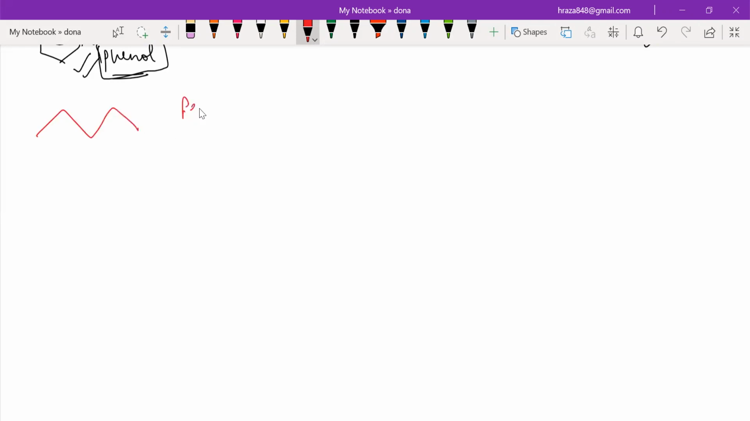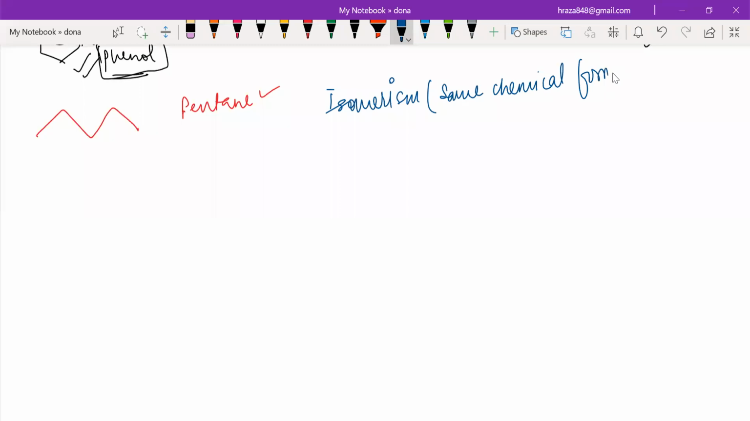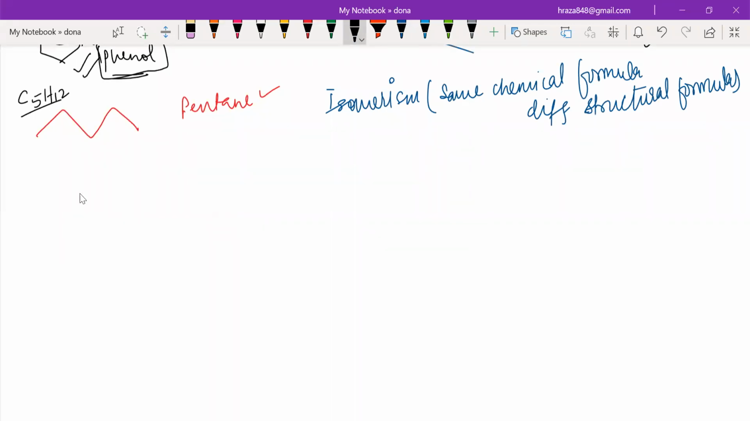If this is your pentane, and you want to write the structural isomers, that means isomers that represent same chemical formula, different structural formula. This is what structural isomerism is. Is that clear? Pentane has a formula C5H12. So I'm going to write it like this. This also has the same formula. I'm going to write it like this. This also has the same formula, but you can see the structural formula is different, right?